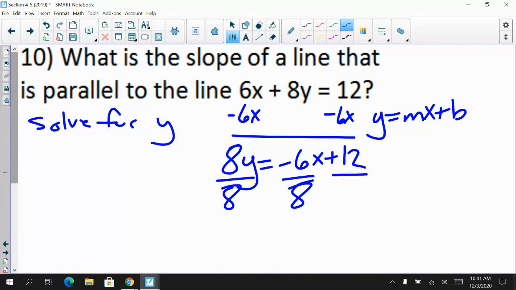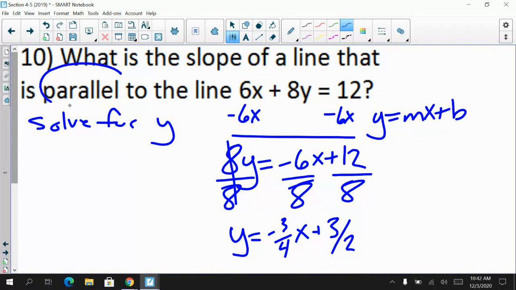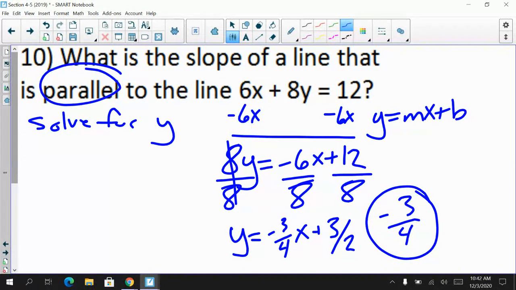And I'm going to divide everything by 8. So I get y equals, now be careful. If this was a multiple choice test, you would not see -6/8 because that reduces to -3/4. Same thing with 12/8. 12/8 is the same as 3/2. I don't know why I put an equal sign here. Let's erase that. So that is 1 1/2, 1.5, or 3/2 for the y-intercept. So what's the parallel slope? Well, it's -3/4. Parallel lines, same slope.